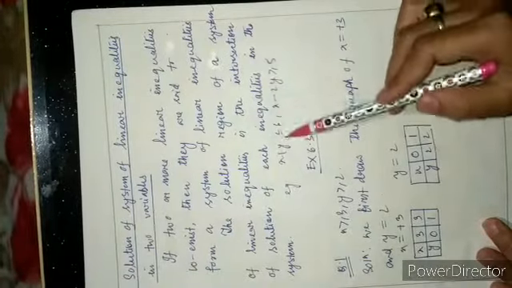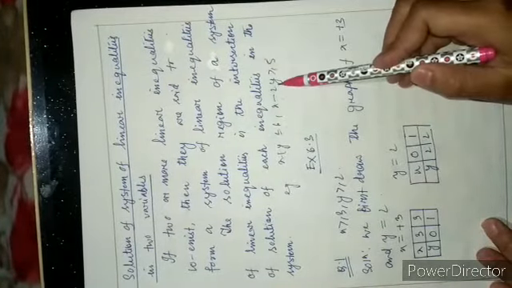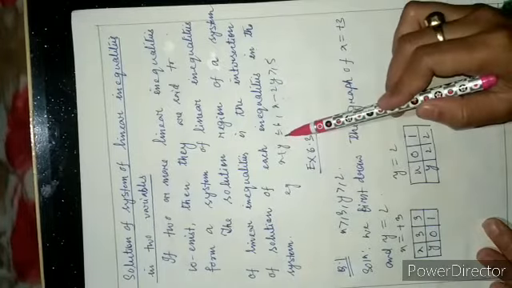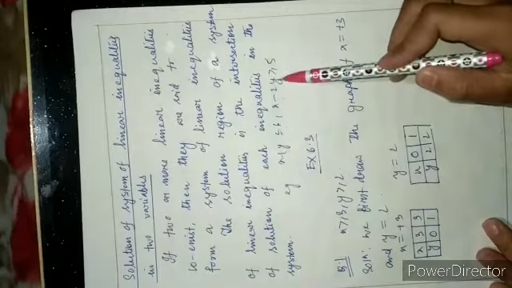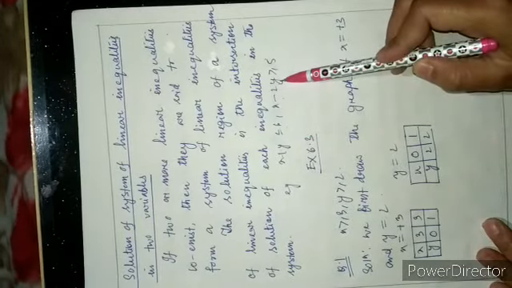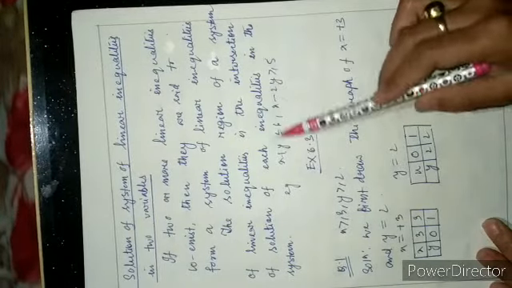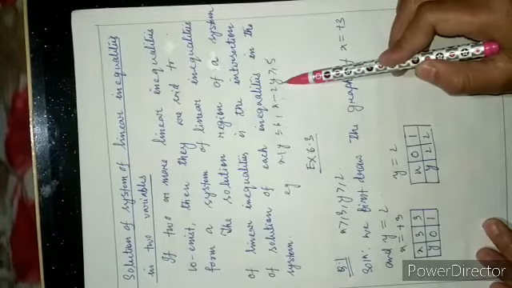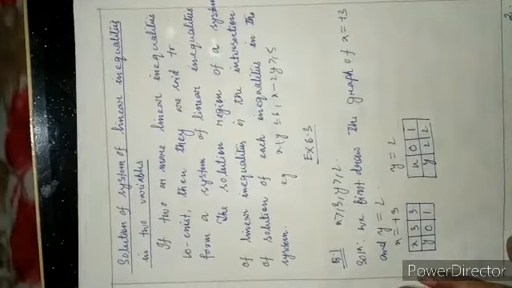The solution region is what satisfies both inequalities. Find the solution region of the first inequality, then find the solution region of the second inequality, and take the intersection of the solution region of the first inequality and the second inequality. Intersection means the set of common elements.